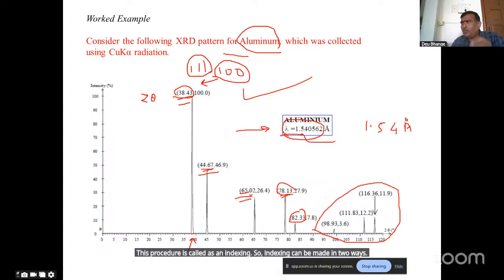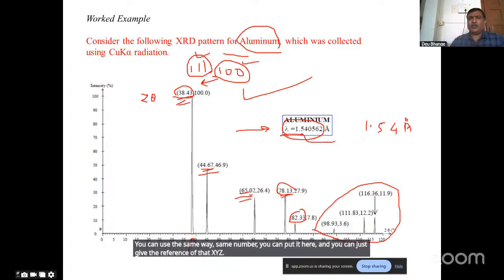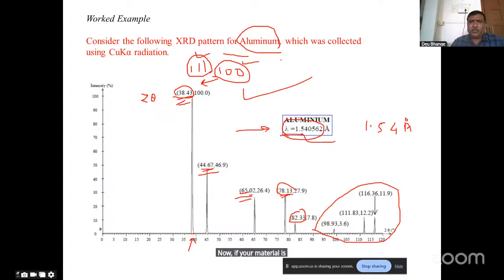First way: if your material is reported, you go to the literature and check that the first peak of aluminum comes at 38.4 degrees. Is there any aluminum material that has been tested in the literature? Say another material reported by X and YZ gives the peak at the same position, and they have denoted this reflection as 100 or 111. You can use the same number, put it here, and just give the reference of that XYZ.